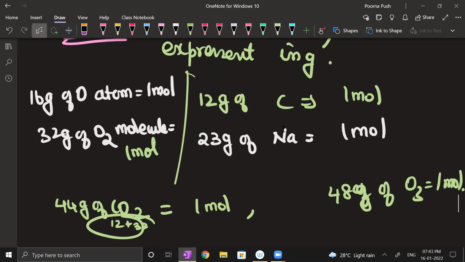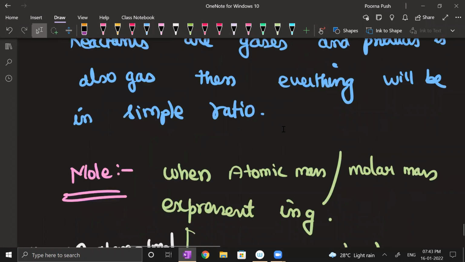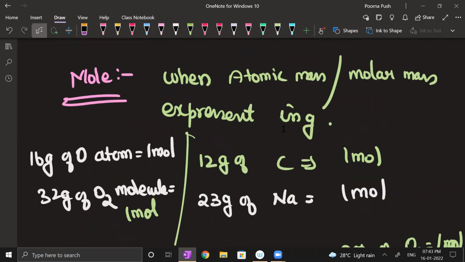Did everyone understand the definition? Yes, ma'am. Very good. Copy down the definition and the examples. After that I will give the formula for how to calculate this. I will give you some sample questions also to solve.